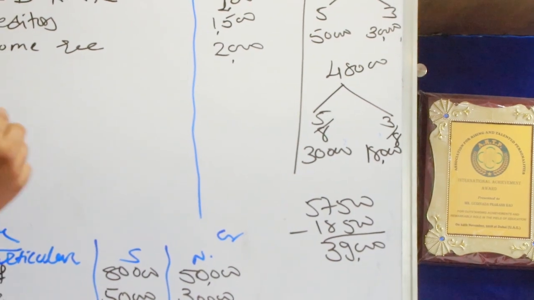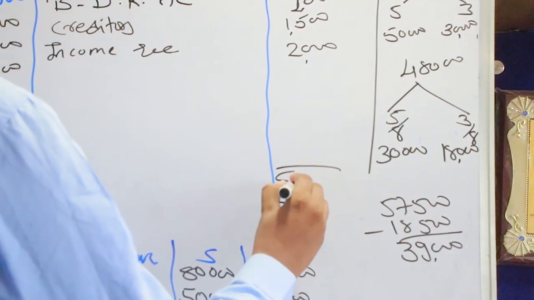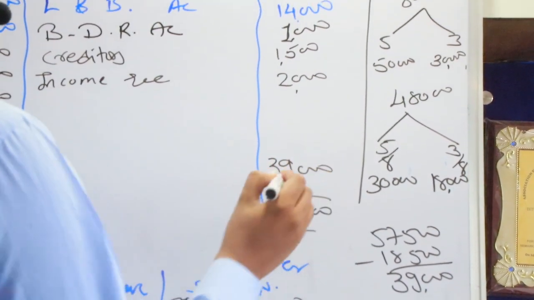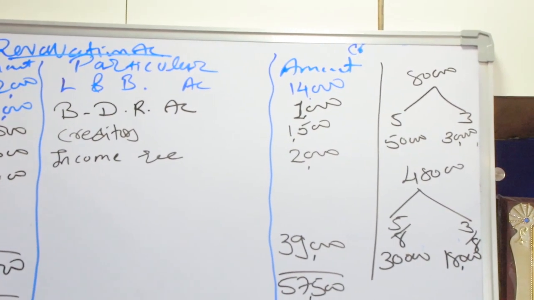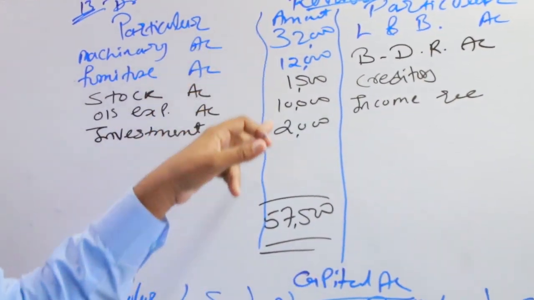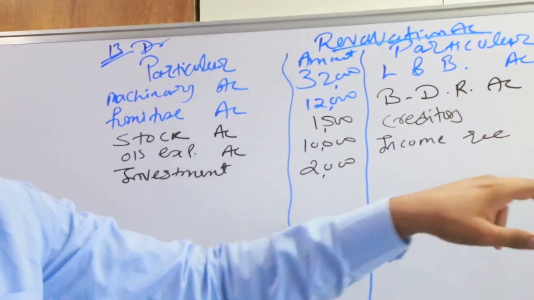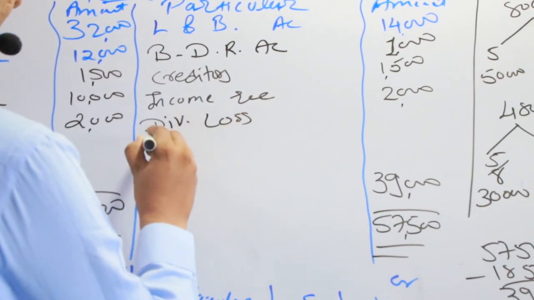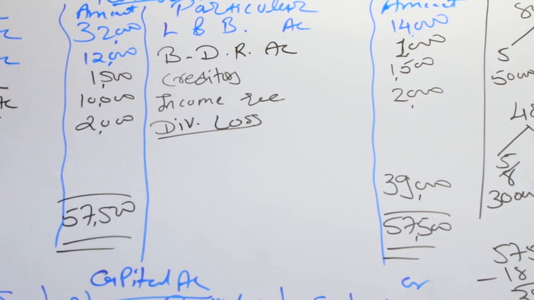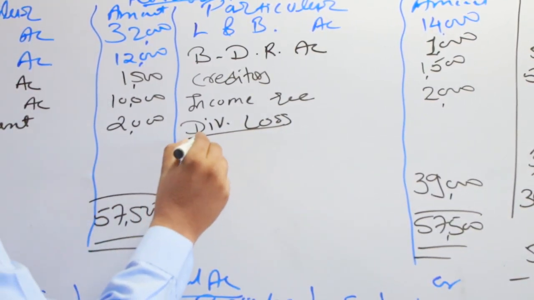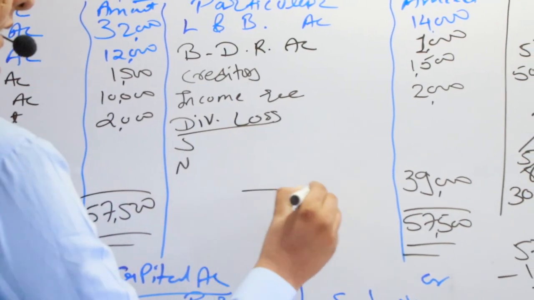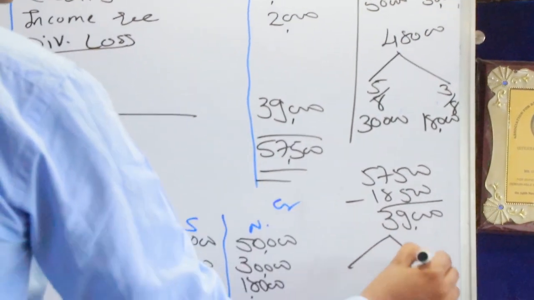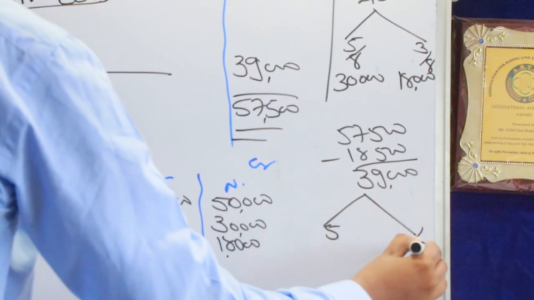So it's a divisible loss, 39,000. Here the total of the debit side is more, that means the loss is more than the profit. So it's a divisible loss. This divisible loss we distribute among the partners in the old ratio. Partners are Sarjan and Nirmi. Ratio is 5:3. So 39,000 we distribute among the partners in 5:3.